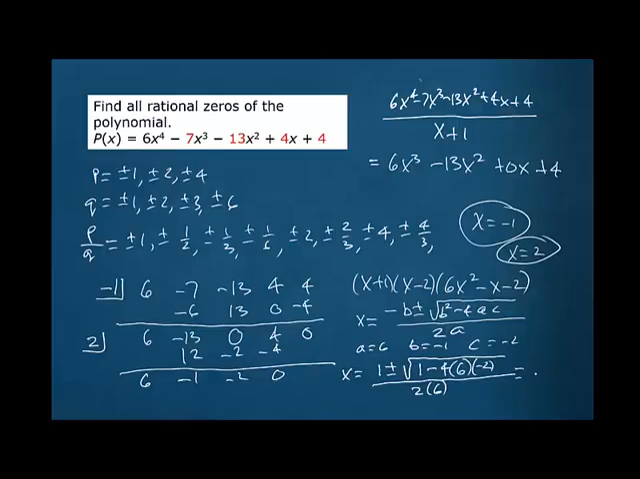And when we simplify this, we're going to have 1 plus or minus 7 over 12. So this is two results. This is 1 plus 7 over 12 and 1 minus 7 over 12. And 1 plus 7 over 12 will give us 2/3. And 1 minus 7 over 12 will give us -1/2. So our zeros for this polynomial would be -1, 2, 2/3, and -1/2.